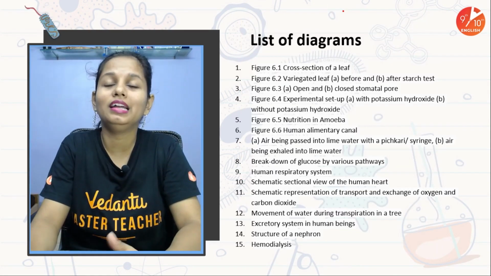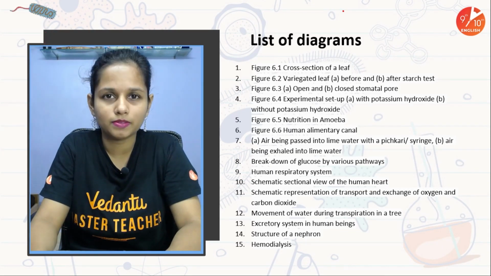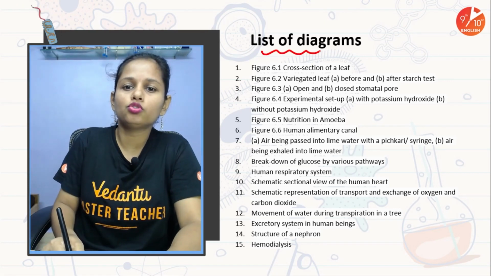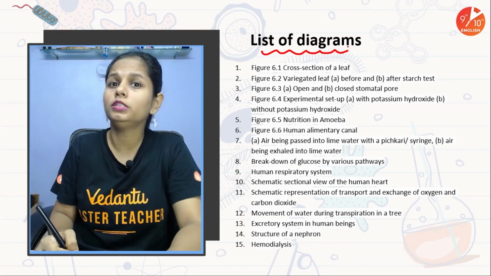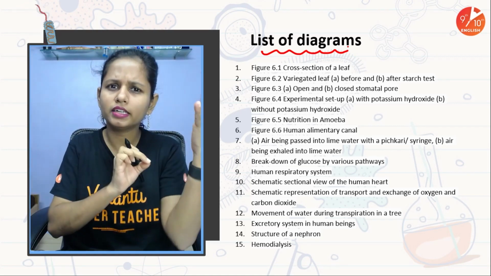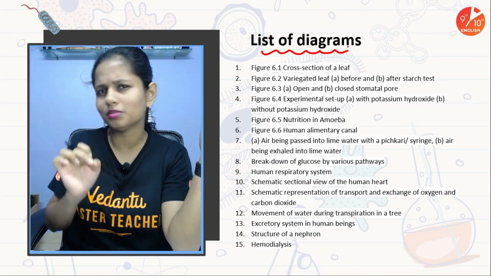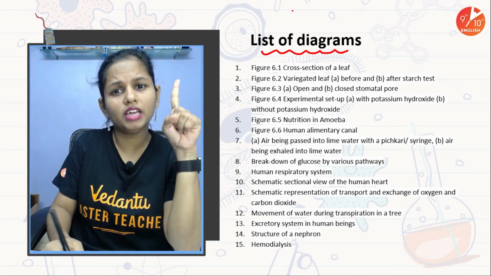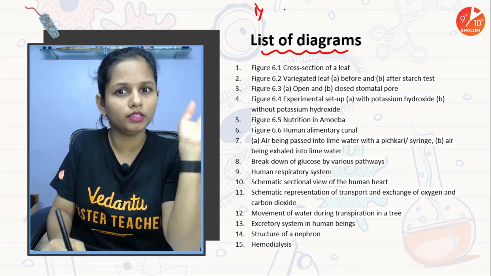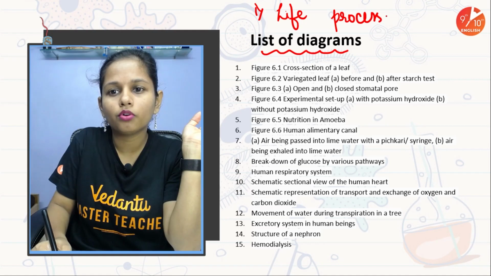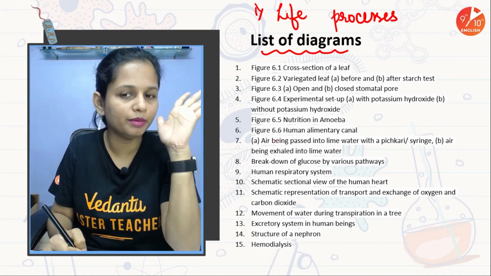Okay, but let's talk about the tips. So the first tip is make a list of diagrams. Now kids, I know that you're not going to open up the textbook and keep on noting down which are the diagrams and which are not the diagrams. So bacho, here we have only one chapter for term 1, that is life processes, right? That's chapter number 6.